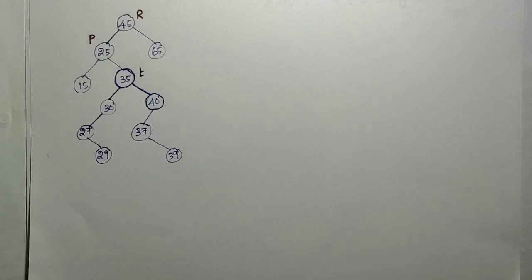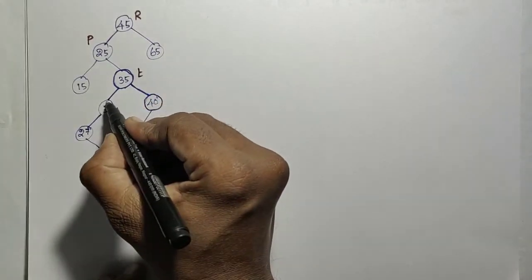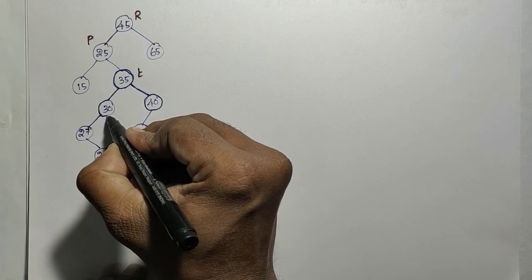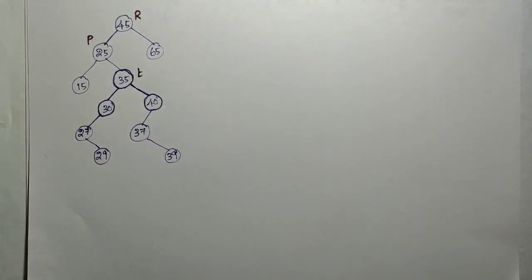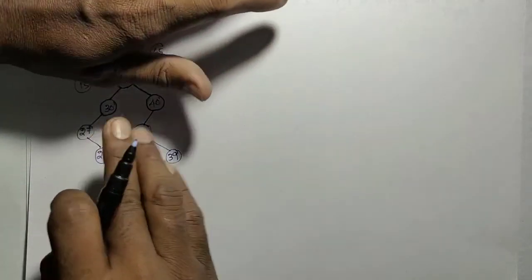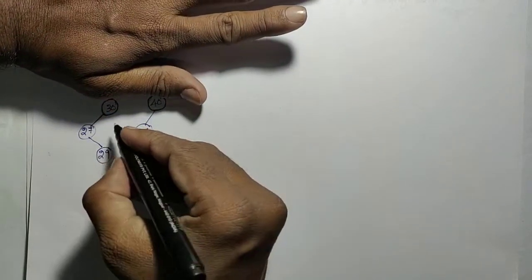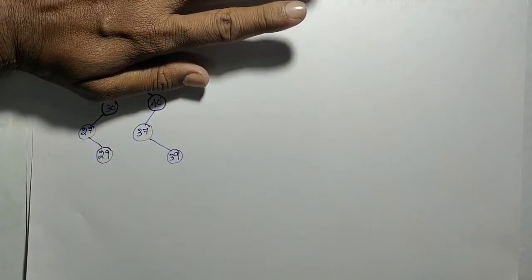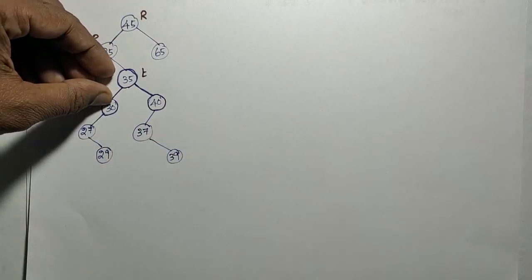Or if you are going with the left subtree, we need to pick the rightmost element. Which one is the rightmost element? In that subtree, I have to consider only this subtree. The rightmost element from the root is the 30 only, because there is no further right subtree.